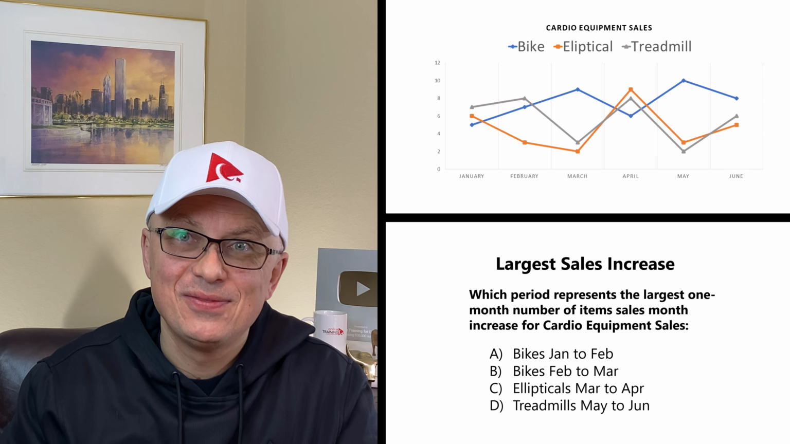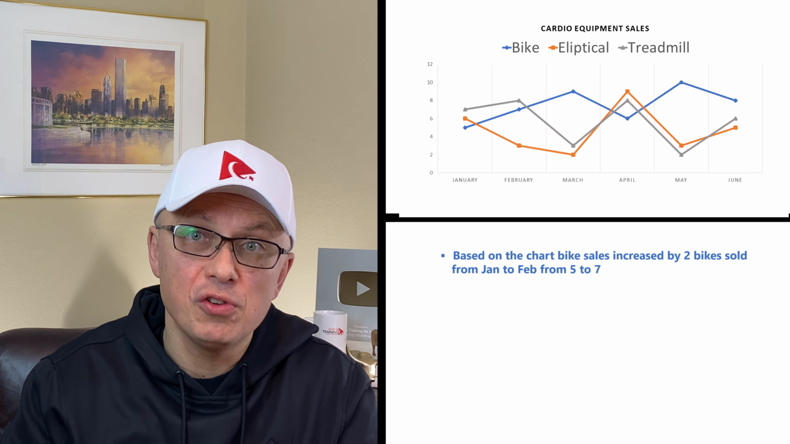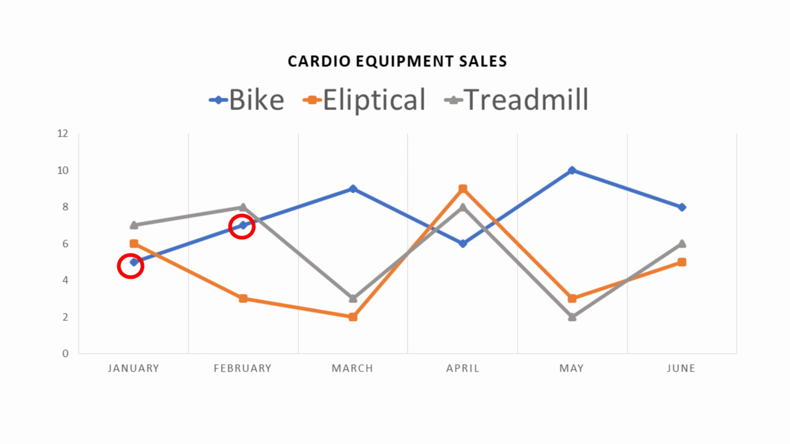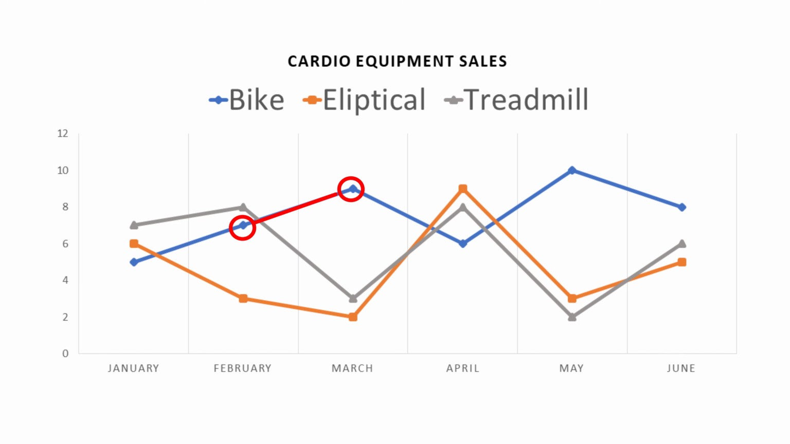Let's do it together. Based on the chart, bike sales increased by 2 from January to February, and the increase was from 5 to 7 items sold. Bike sales also increased by 2, from 7 to 9, between February and March. Elliptical sales, on the other hand, increased by 7 from March to April, jumping from 2 to 9. And treadmill sales increased by 4 between May and June, going up from 2 to 6.